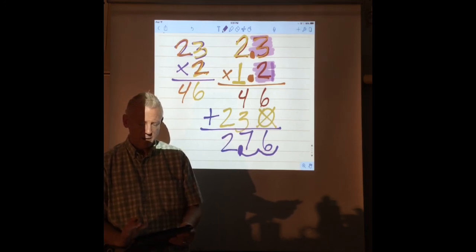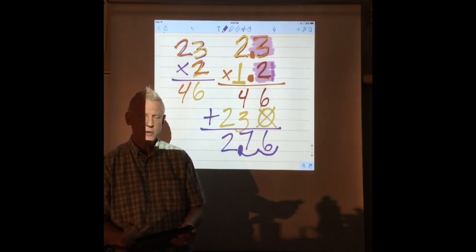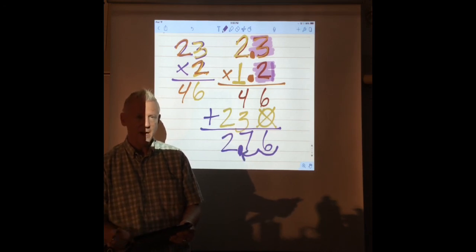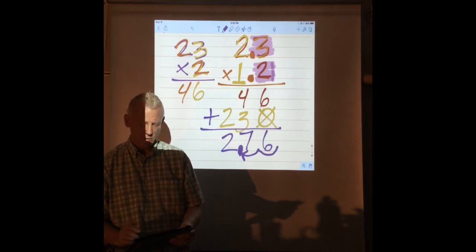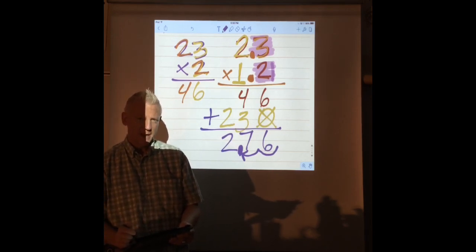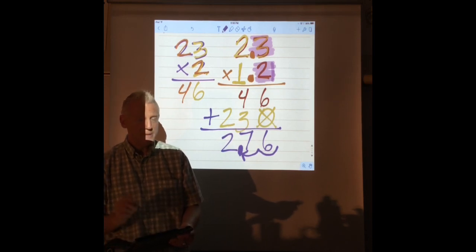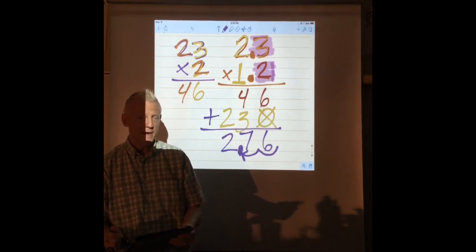So, just multiply as usual, and at the end, you count the places behind the decimal, and that's how many places over you move your decimal. And that's how easy decimals are to multiply. So, don't be surprised if you have a question like this on your test.